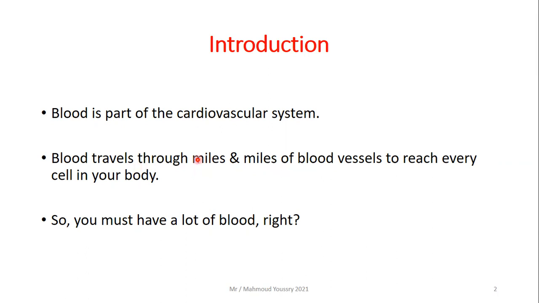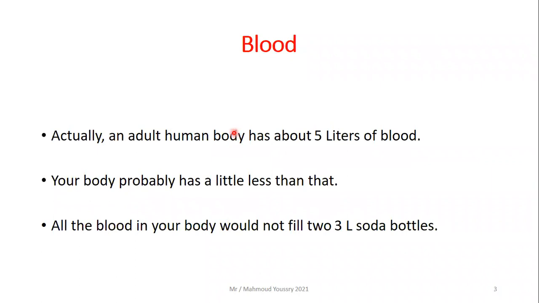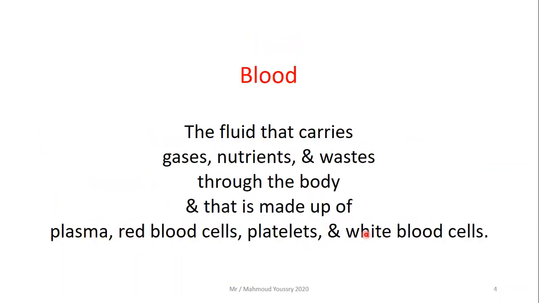The blood travels through miles and miles of blood vessels to reach every cell in your body. So you must have a lot of blood, right? Actually, an adult human body has about 5 liters of blood. Your body probably has a little less than this. All the blood in your body would not fill two 3-liter soda bottles.